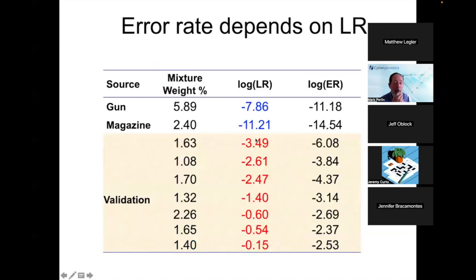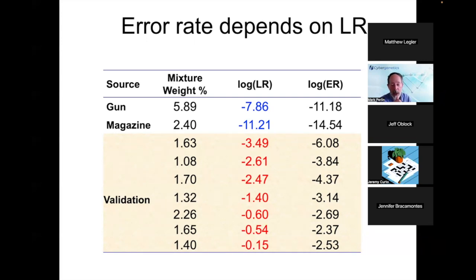And here are the actual numbers. The case has the gun and the magazine. The mixture weights are 5 and 2.5%. The log LRs are -7 and -11, with very solid error rates. And from this validation study, we see very much smaller LRs. Some of them are a half, and the bottom one is minus 0.15. So these are very small log LRs. What do they have to do with the LRs in the case?